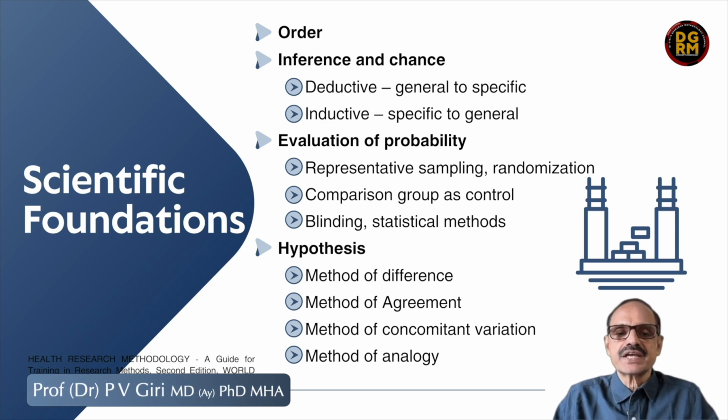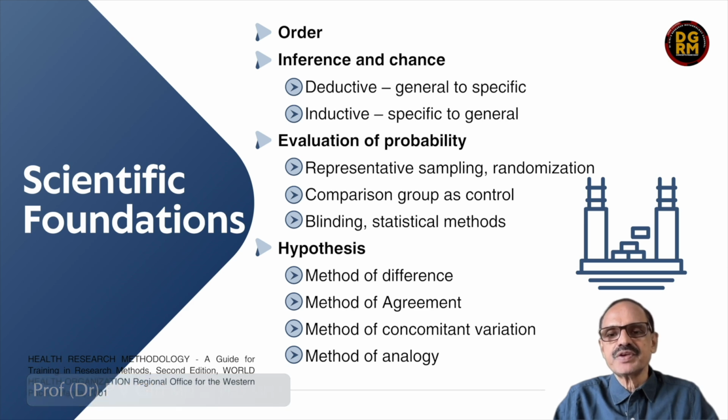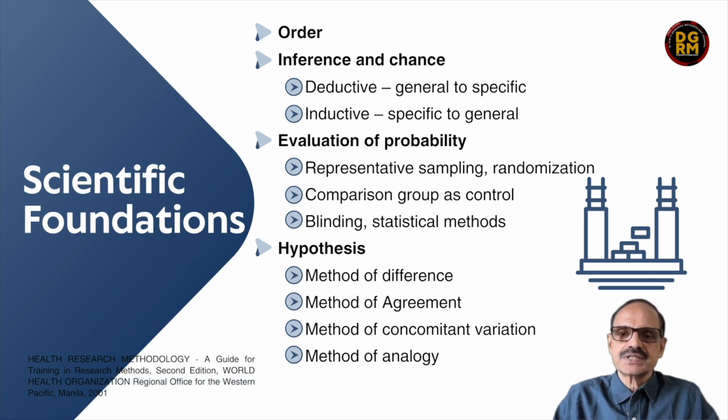Next is inference and chance. Reasoning in research is of two types, that is deductive reasoning and inductive reasoning. Deductive reasoning moves from general to specific, and inductive reasoning moves from specific to general. In health research, usually inductive reasoning, that is from specific to general, is taken into consideration. That is from a sample to the population. So it is called generalization. In biostatistics, it is called inductive inference. That is the beauty of statistics.